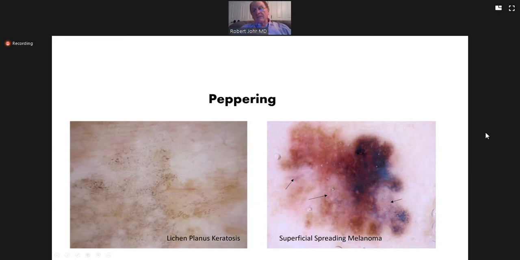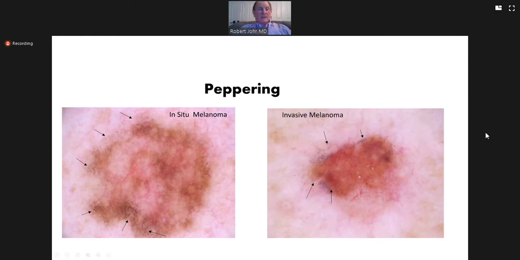And the peppering might not always be granular. Sometimes you might just see little grayish coloration. And here we have another example of peppering. You can see this better if you were looking at it actually on the patient. This invasive melanoma has a big bony white area of scarring, and here is peppering. And so it's part of the regression structure.